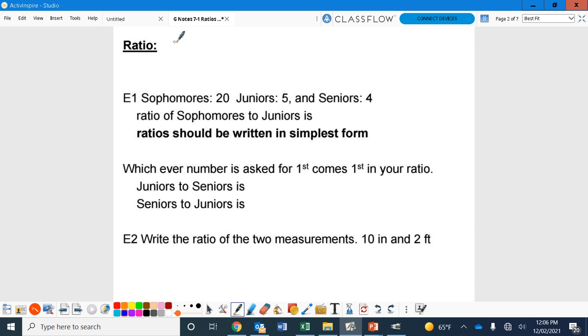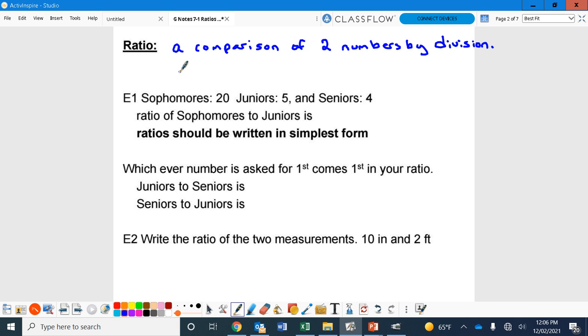A ratio is a comparison of 2 numbers by division. It's always by division. That's how it's set up. It is a comparison of 2 numbers by division. Now, there are 3 different ways to write ratios.